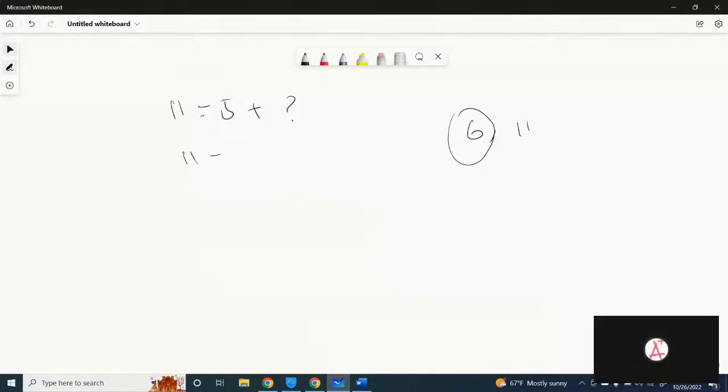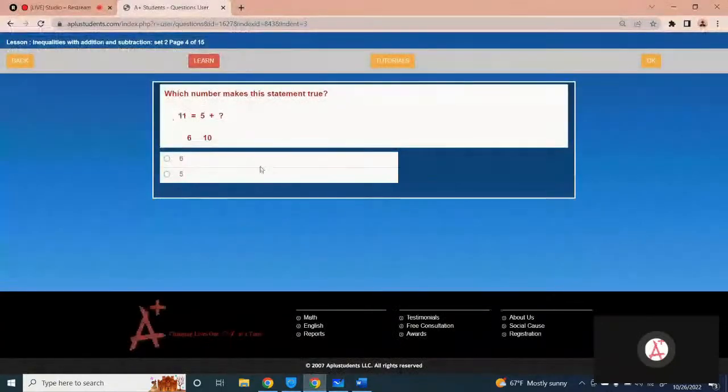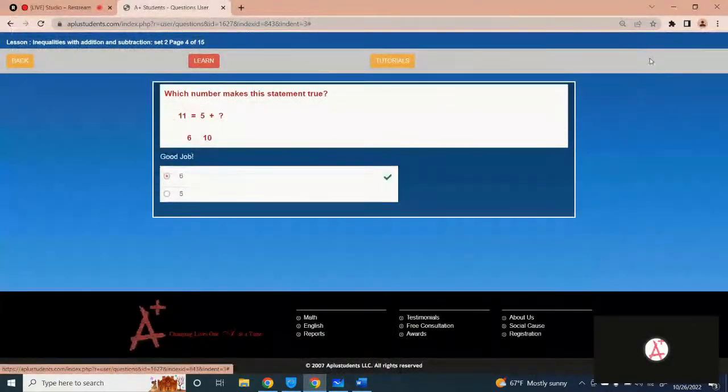So 11 equals 5 plus 6. So 5 plus 6 is 11. So 11 equals 11. Got it? So that means the correct option is 6. So just select the correct option and then click on the OK button.